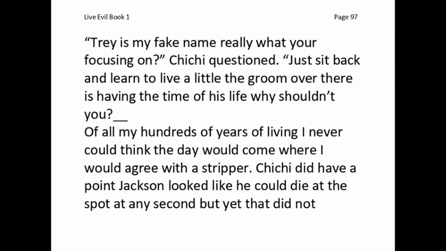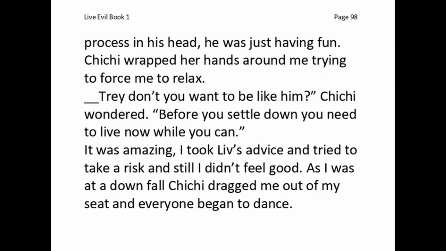Jackson looked like he could die on the spot at any second, but yet that did not process in his head. He was just having fun. Chi-Chi wrapped her hands around me, trying to force me to relax. "Trey, don't you want to be like him?" Chi-Chi wondered. "Before you settle down, you need to live now while you can." It was amazing. I took Liv's advice and tried to take a risk, and still I didn't feel good. As I was at a downfall, Chi-Chi dragged me out of my seat and everyone began to dance.